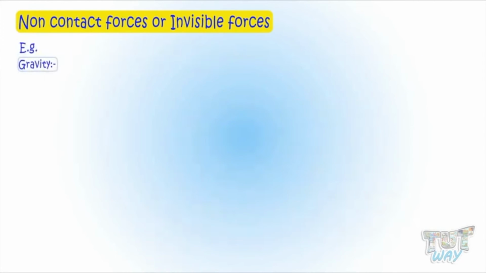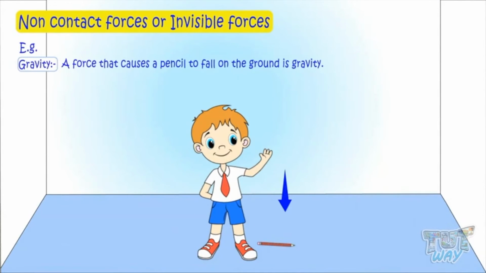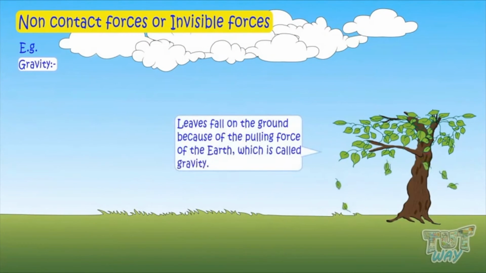Examples: gravity. A force that causes a pencil to fall on the ground is gravity. It is the pull of the earth that causes the pencil to fall on the ground. Leaves fall from the tree to the ground. Why? Because there is a pull from the earth.